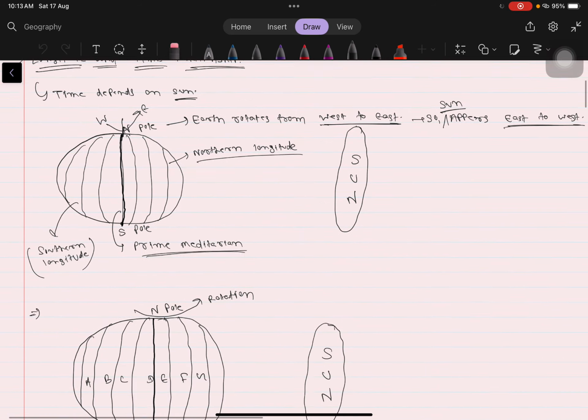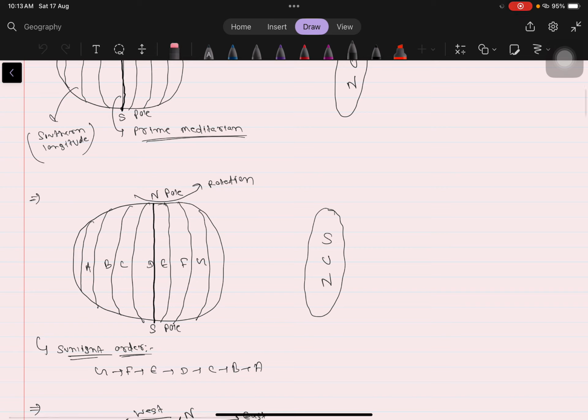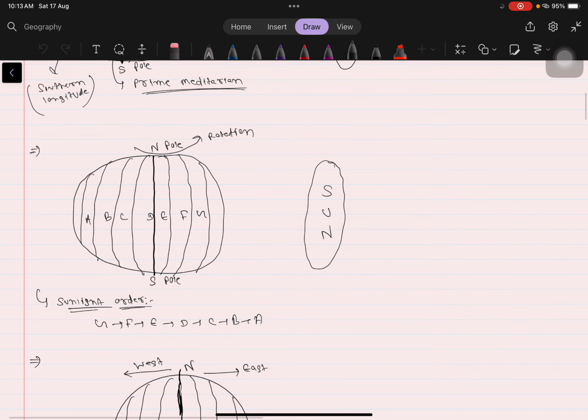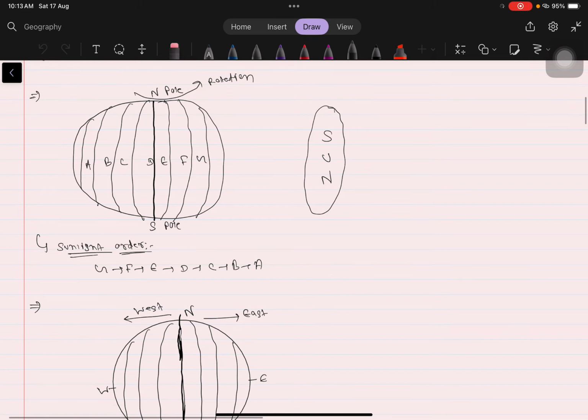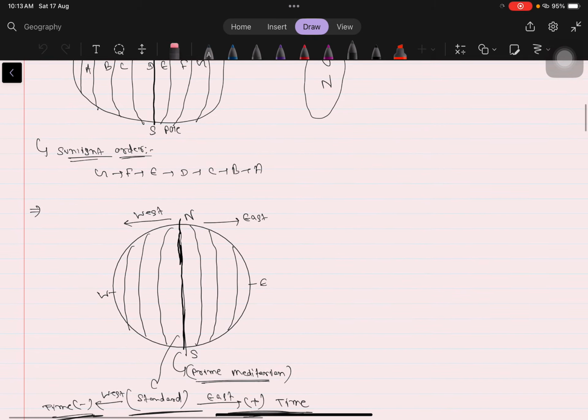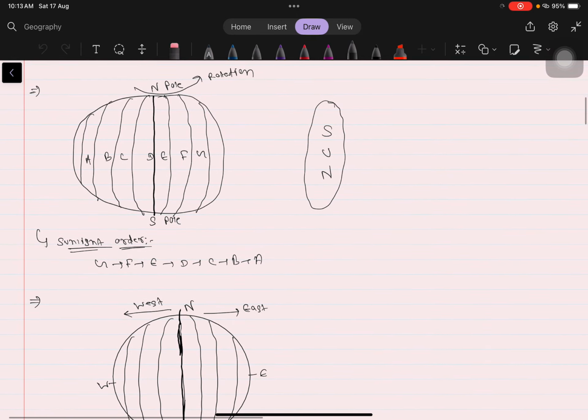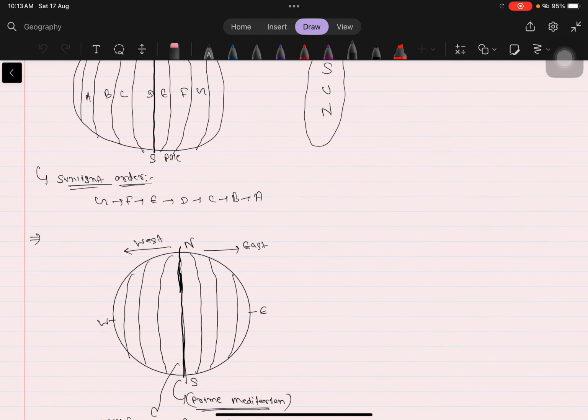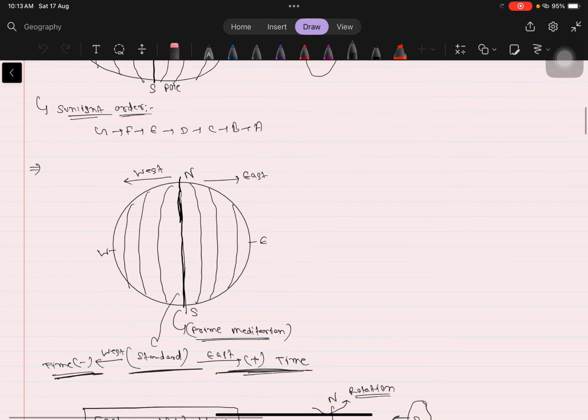So let's see, this is the sun in the east direction and the rotation of earth from west to east. First sunlight will fall on G, F, E, and so on. That is, first it will fall on the G location, G longitude, and then at last it will fall on E longitude. So this is the reason behind the variation in time along the different points on the earth.